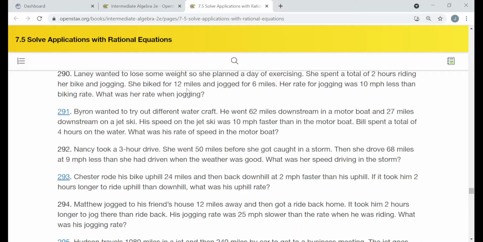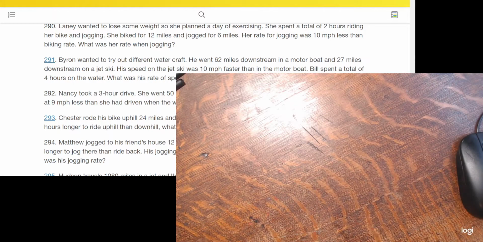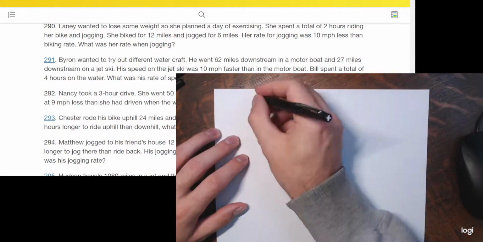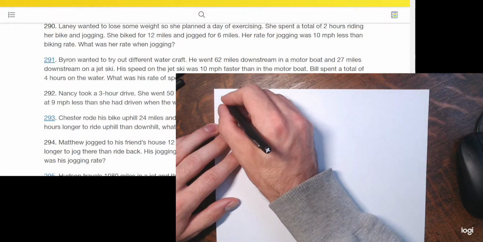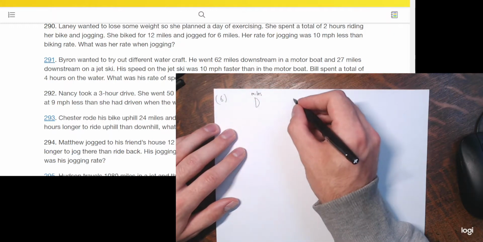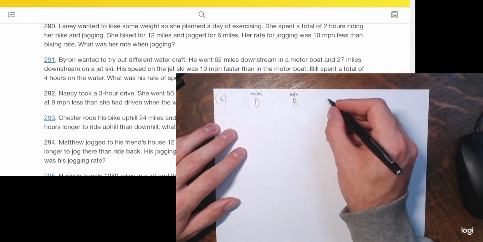All right, so she biked for 12 miles, jogged for 6. Her rate for jogging, her speed for jogging, was 10 miles per hour less than her biking rate. What was the jogging rate? All right. So very similar setup to the last question. And every question here, these uniform motion problems, I like to put a distance, rate, time. So again, the distance in miles, the rate in miles per hour, the time in hours.